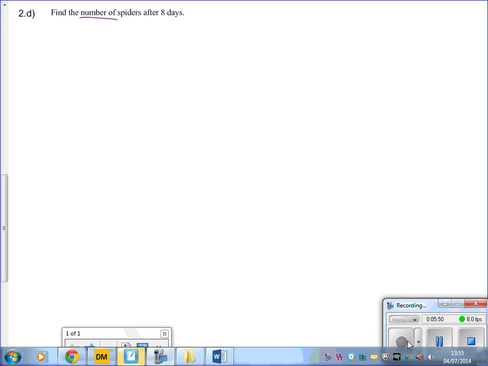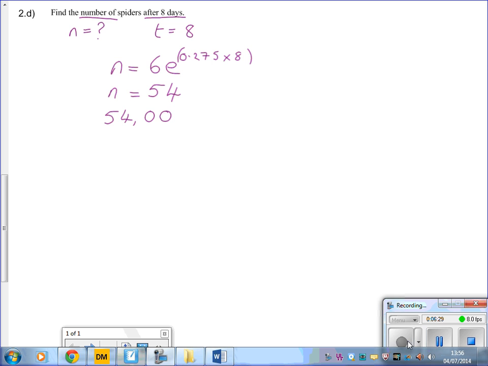Part D, find the number of spiders. So I'm looking for n after 8 days. So when t equals 8. So if I write down my equation again, it was n equals 6 e to the power of lambda, now lambda I found in the last part, so 0.275 times by t, times by 8. If I put that in my calculator, I get n is 54. So the number of spiders then is 54,000.